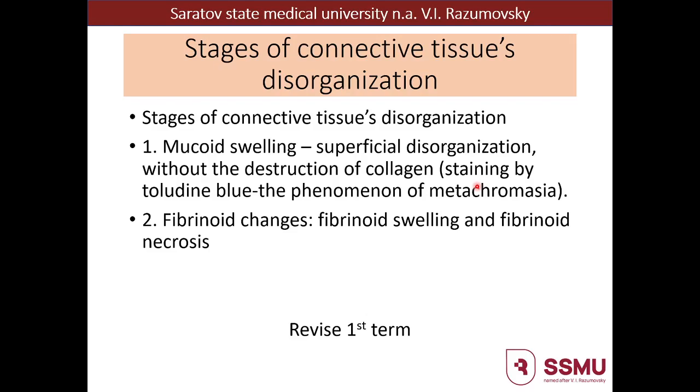Second stage is the stage of fibrinoid changes. And fibrinoid changes include not only fibrinoid swelling but also fibrinoid necrosis. So, I hope you remember something about fibrinoid swelling. It's deep disorganization of connective tissue with formation of a special complex protein, fibrinoid, and it couldn't be reversed. It's an irreversible process, but it is degeneration.